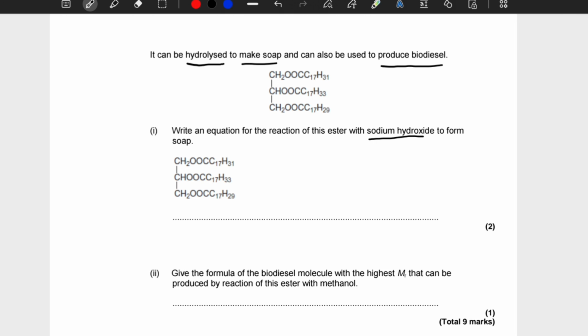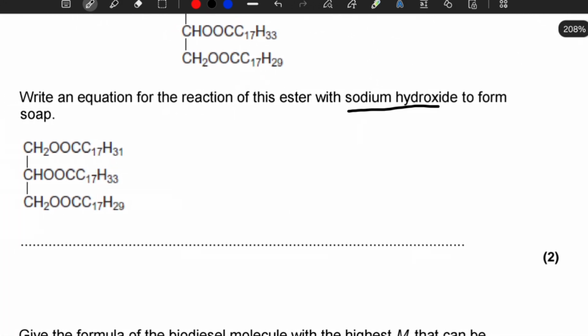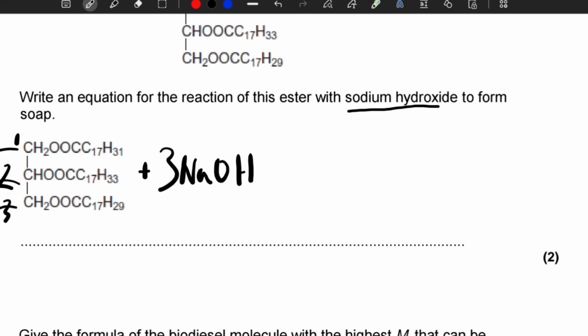Okay guys, remember saponification? It is when a triester reacts with sodium hydroxide to form soap, which is a sodium salt, and glycerol. Let me zoom in because I need to write. It already says it reacts with sodium hydroxide. And there are 3 of these bonded together, so we need 3 sodium hydroxides to break all of those fatty acids, right?